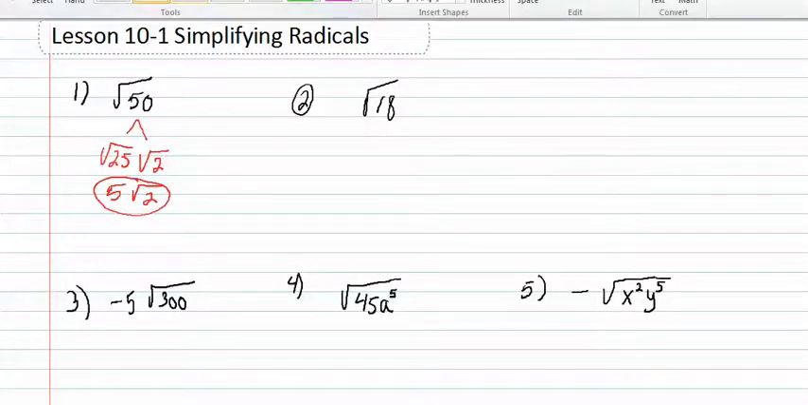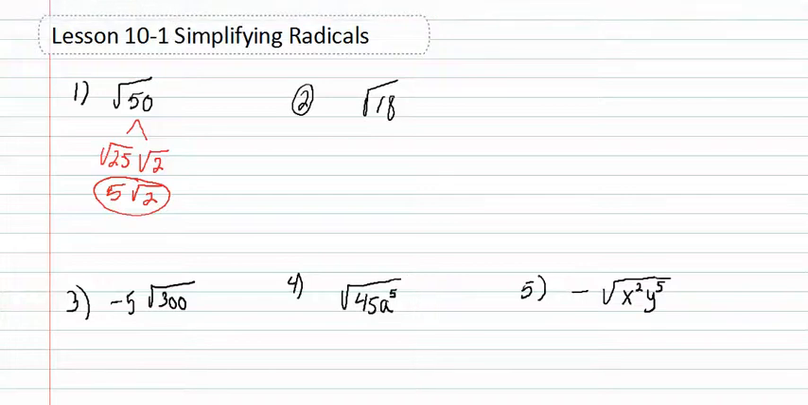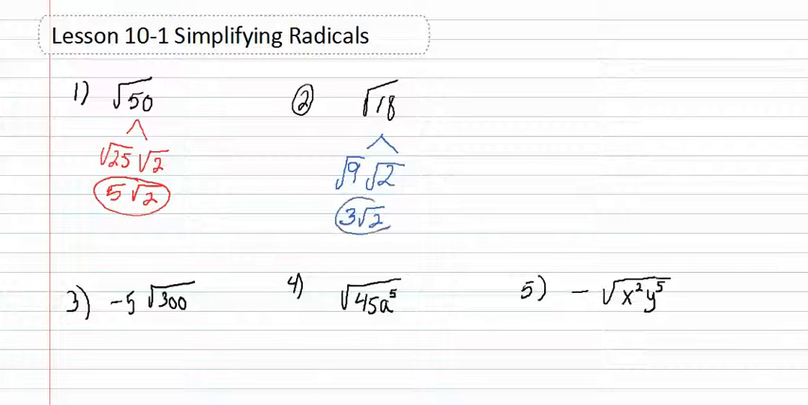Okay, we're going to continue and look at the square root of 18, or radical 18. There is a perfect square in here, 9, because 3 times 3 is 9, times 2 is 18. I put square roots around them, because 9 times 2 is 18 and they're both square roots. What's the square root of 9? 3. So 3 radical 2, and that's my answer.